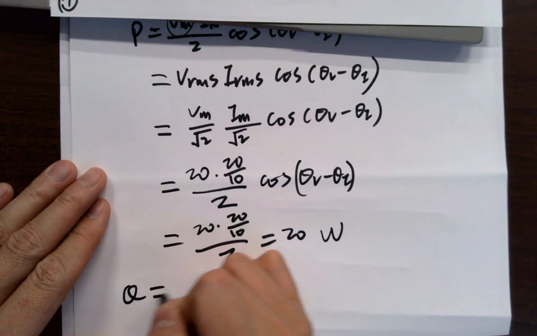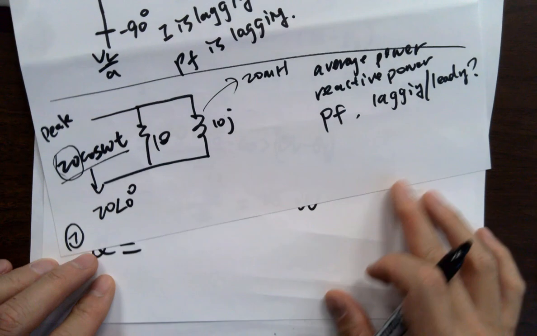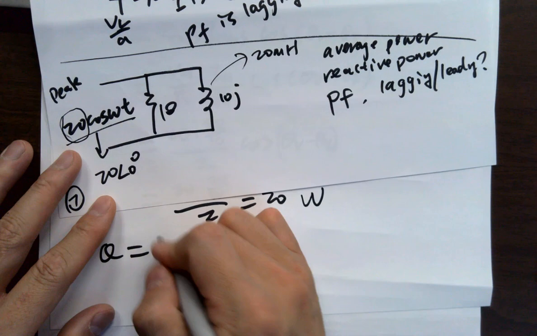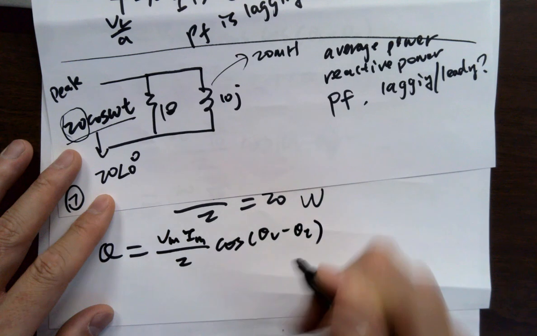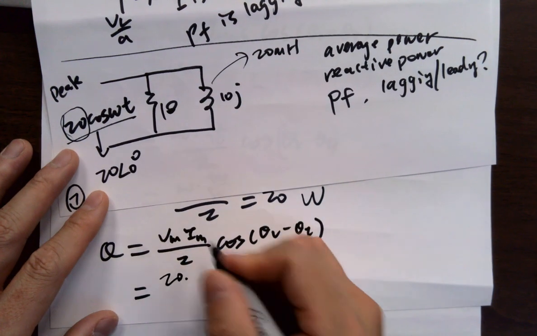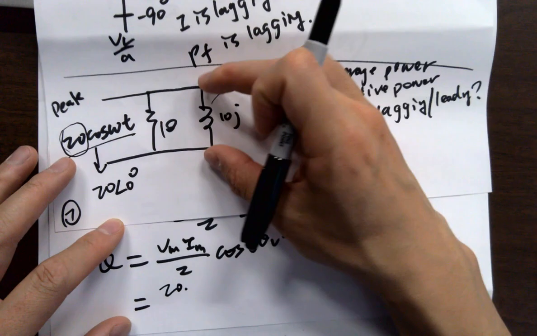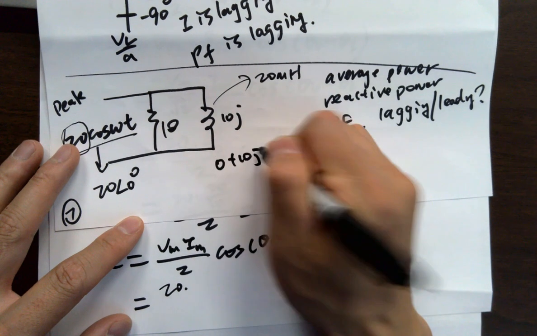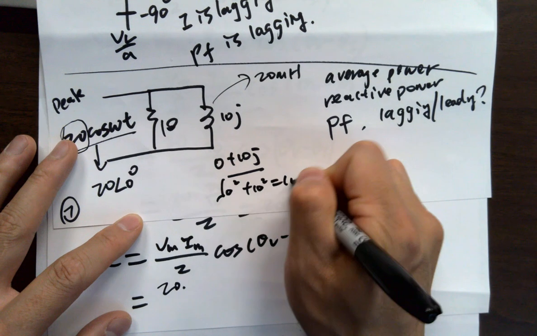What is Q? For Q, you focus on the inductive component only. Okay, same voltage, but the equation becomes Vm Im over 2 cosine theta V minus theta I, which is 20 times... So when you are converting between voltage and current, keep in mind you always use the amplitude, all right? So for this guy, this is basically 0 plus 10j. So the amplitude is just 10, right? Just 10. Still 10, okay?